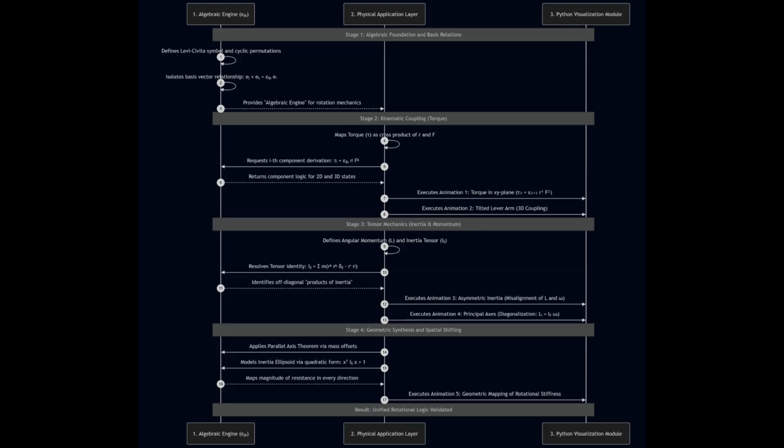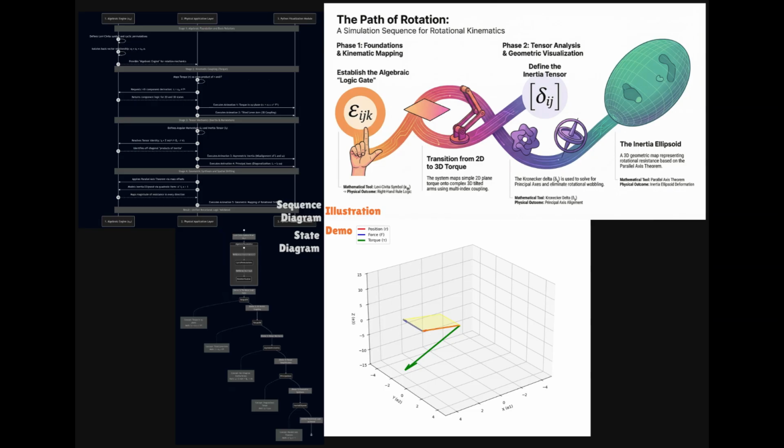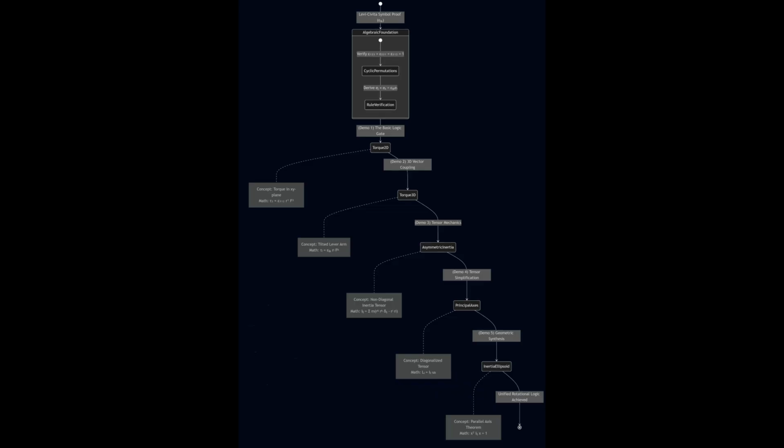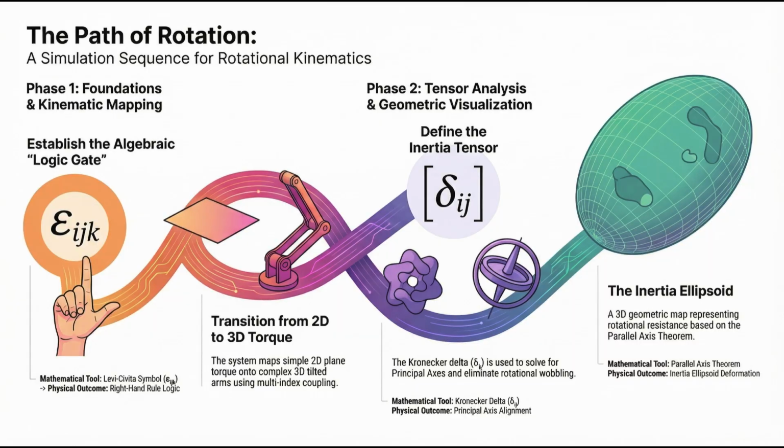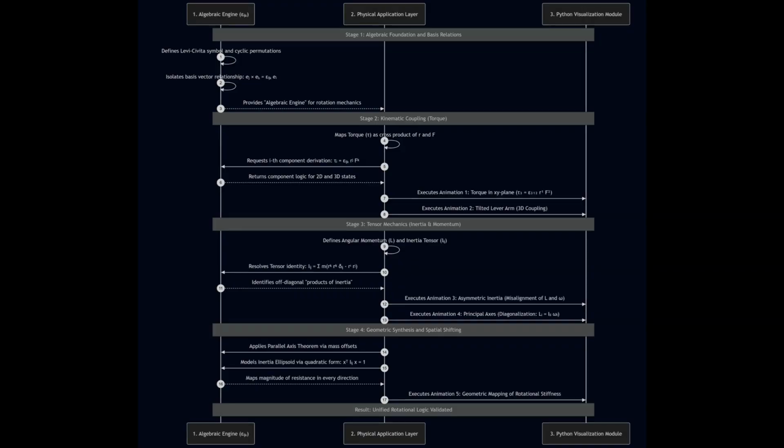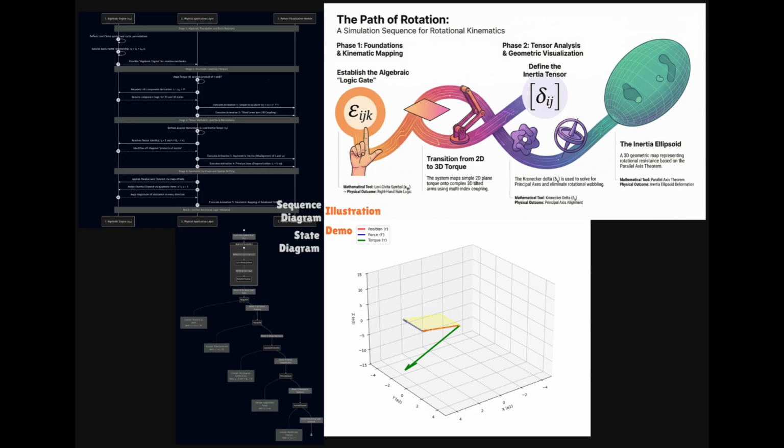Geometric fulfillment. The sequence concludes by synthesizing the preceding math and mechanics into the inertia ellipsoid. By applying the parallel axis theorem, this final step demonstrates how shifting the origin of rotation fundamentally deforms the object's geometric map of resistance. By integrating these two diagrams, the derivation sheet ensures that the user understands not just the how of the mathematical derivation, but the why of its physical application in three-dimensional space.